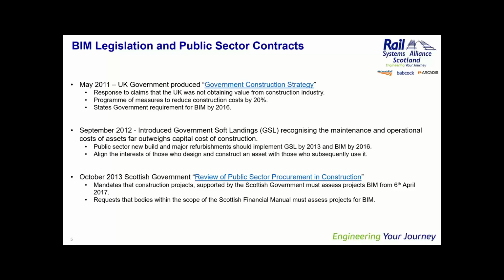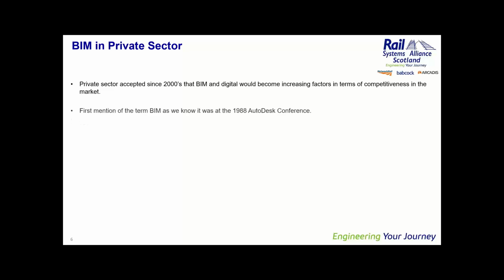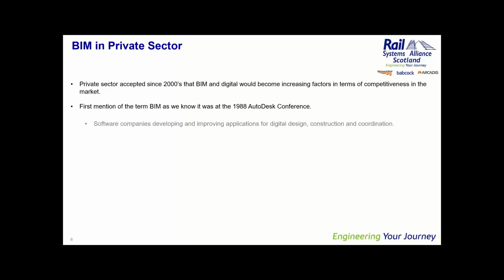October 2013, the Scottish Government introduced the review of public sector procurement and construction. That mandates that construction projects or bodies procuring construction projects supported by or sponsored by the Scottish Government must assess projects above a £2 million value for BIM initiatives and adopt BIM guidance where appropriate from the 6th of April 2017. It also asked that bodies within the scope of the Scottish Financial Manual assess projects under £2 million where appropriate for BIM aspects. And it recommends that any bodies delivering projects that might influence a public sector might also assess for BIM.